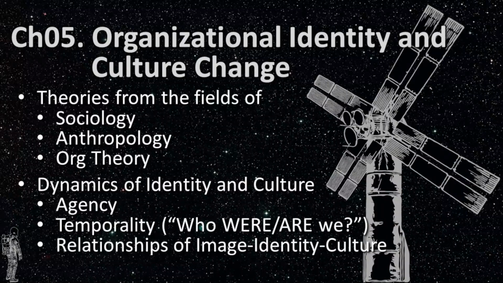Chapter 5 is entitled Organizational Identity and Culture Change. In this chapter, the interplay between organizational culture and identity is discussed, basically trying to answer the existential question of who are we as an organization. The authors discuss many different theories of cultural change, including those from the fields of sociology, anthropology, as well as organizational theories of change. The dynamics between identity and culture, questions of agency, temporality, interrogating the relationships between who were we and who are we, and the relationships between image, identity, and culture are all addressed. Ultimately, the organizations teleologically attempt to direct these changes for organizational vision and strategy.